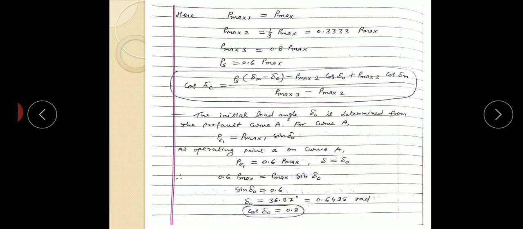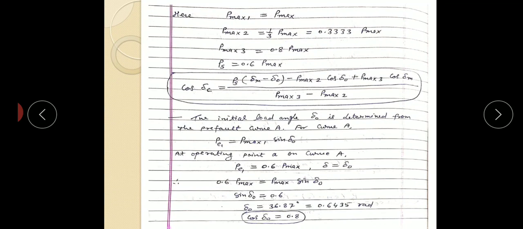Okay, so in this question, Pmax1 is given by Pmax, and for Pmax2, in the question the reactance is given as 3 times. So what is Pmax2? As we know, Pmax is equal to EV by X. So what will be the value of Pmax2? That is 1/3 Pmax, 0.3333 Pmax. Pmax3 is given as 0.8 Pmax and Ps is given as 0.6 Pmax.